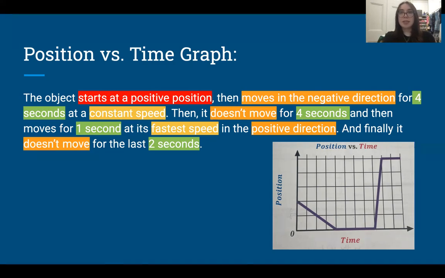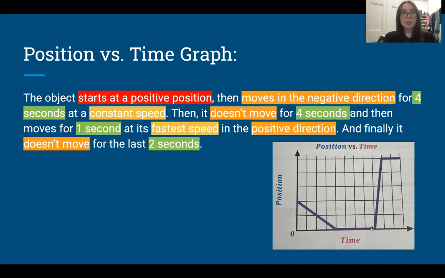And then we see that it moves in the negative direction for 4 seconds at a constant speed. We know it's moving in the negative direction because it's going down like this. We know it's going for 4 seconds because on the time x-axis, we see 1, 2, 3, 4 seconds at a constant speed. And we know it's going at a constant speed because it's not going up and down and switching positions, switching speeds. It's just straight there. Then we see that it doesn't move for 4 seconds. So when this line is horizontally flat, we know it's not moving. And how we know it's for 4 seconds is again because of the 1, 2, 3, 4.